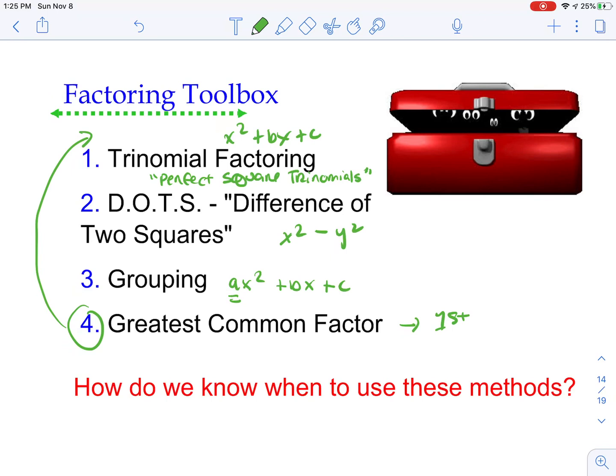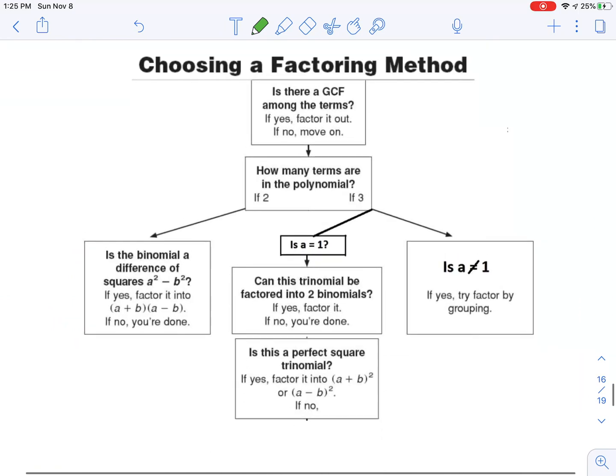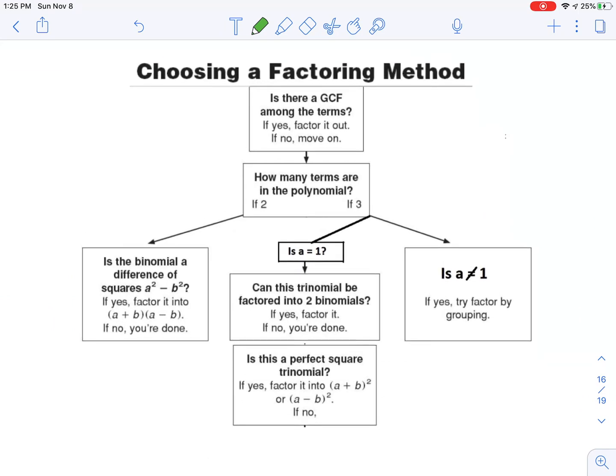Okay, so now if you're struggling with when to focus on what methods, I have a flow chart for you to use to guide your factoring. This factoring flow chart kind of gives you a place to start. And as you get better at factoring, you may not need this. But if you notice, at the top is the very first question you should always be asking yourself: is there a GCF among the terms? Because that is always the first thing we're going to do.